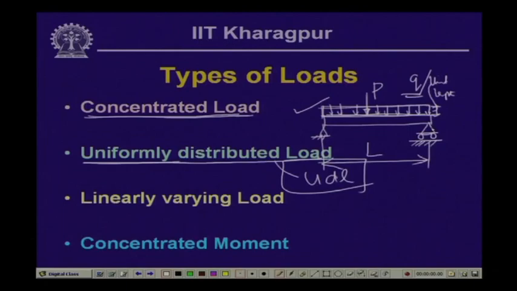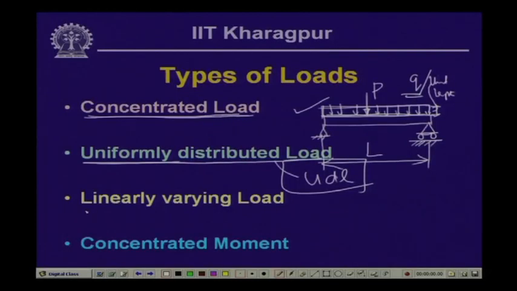So, a simply supported beam subjected to a UDL indicates that a beam which is hinged at one end and on roller support on the other is subjected to uniformly distributed load over the entire span of the beam or the length of the beam. Now, there is another kind of loading which we call as linearly varying loading.